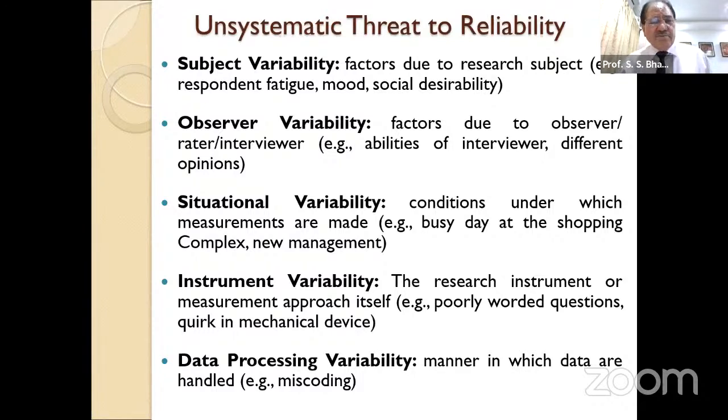Instrument variability. The instrument may be understood differently by different people. That happens when the wording of the instrument or questionnaire or measure is such that people can't understand it exactly the same way. Every person is not going to understand it exactly the way it is framed. In that case, this can have an effect on your reliability. And data processing variability. While using software or when handling data, if there are issues, like miscoding, etc., reliability would come out to be lower than what it is. So other than the measure, there are a lot of factors that affect your reliability.